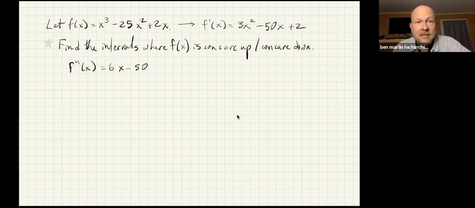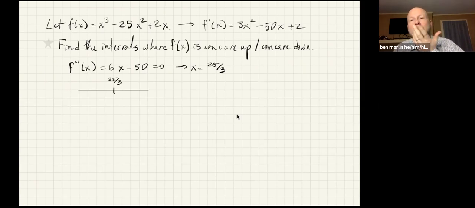That can only change sign where it is undefined, and polynomials are always defined, or where it's 0. So we set it equal to 0, and we solve to get x equal to 25/3. So we think about our number line. 25/3 is somewhere around 8, okay? And we're going to need to sample something smaller and something larger. If there were more dividing places, we'd have to get things that are between. But we just needed to check something smaller and something larger.